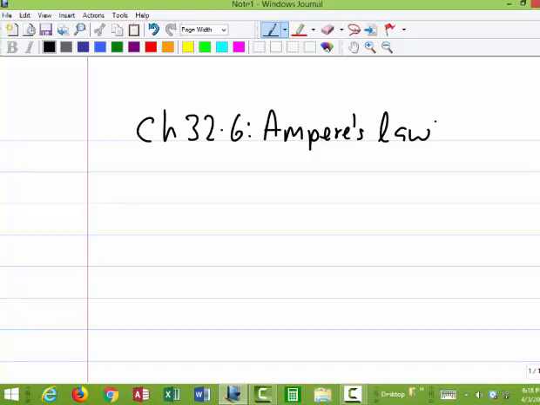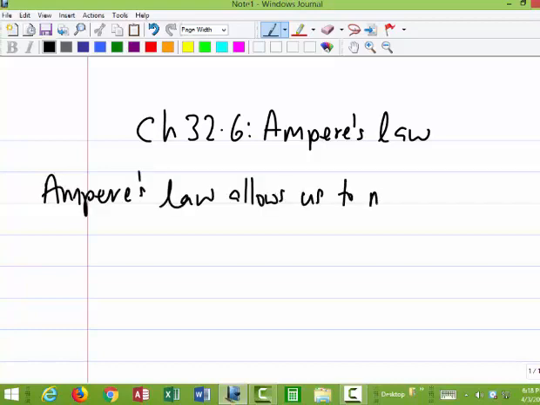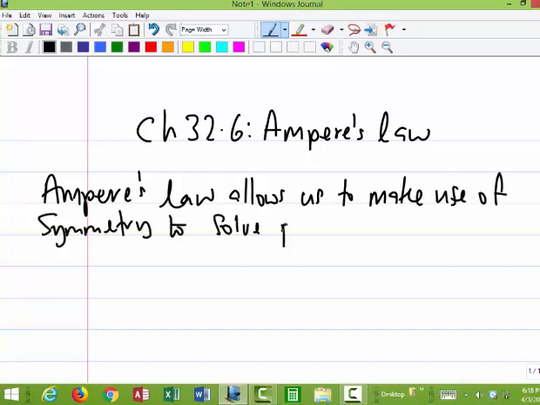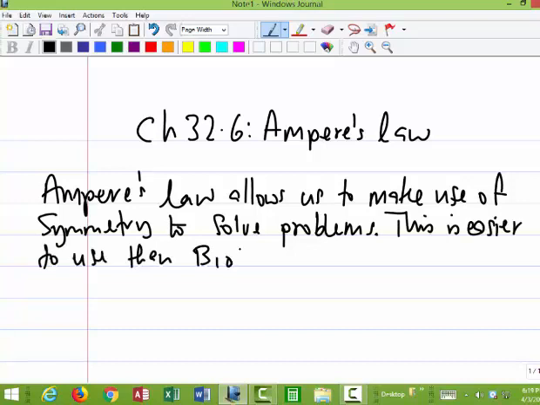But you can see how tricky that law is to use. With Ampere's law, we're able to take advantage of symmetry. So if you have an infinite straight line, or a solenoid or toroid, we can take advantage of the symmetry involved in those geometries in order to find a magnetic field at some point in space. So it makes it pretty straightforward when you use Ampere's law. Ampere's law allows us to make use of symmetry to solve problems. This is easier than the Biot-Savart law.